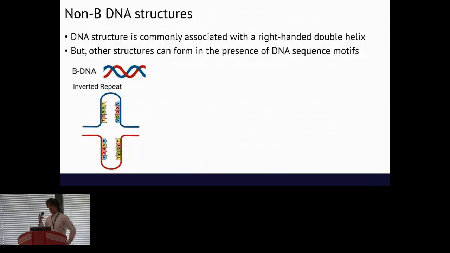So most people, when they think about DNA structure, they think about the right-handed double helix, which I have a cartoon of over there, discovered by Watson, Crick, and colleagues. But DNA can actually form different structures, and different structures form in the presence of specific DNA sequence motifs. Here's one example: a cruciform that forms under the presence of an inverted repeat. On each strand, you have the DNA aligning to itself.